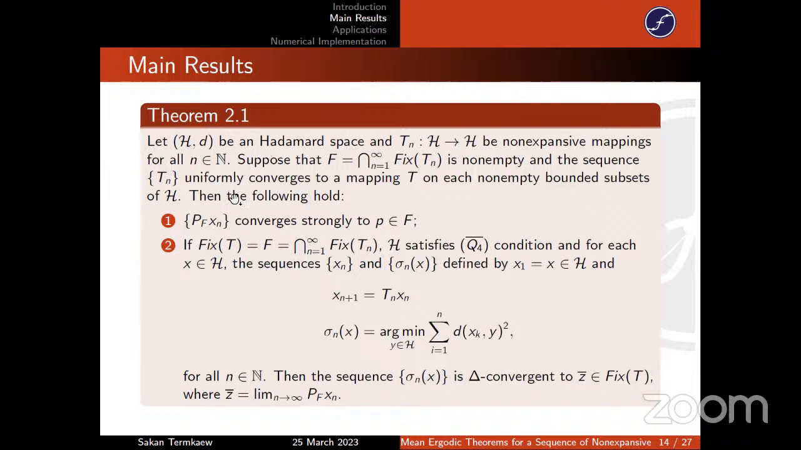Then the following holds. The first one is the sequence of metric projections P_F x_n converges strongly to some point in F. And the second one, if Fix(T) equals F, and H satisfies the Q4 bar condition, and for any x in H, the sequence x_n and sigma_n x are defined by x_1 equal to x, and x_{n+1} equal to T_n x_n, and sigma_n x equal to the argmin of the summation, oh sorry, here is a 1 over n here, for all n in N, then the sequence sigma_n x is delta convergent to some element c bar in Fix(T), where c bar equals the limit of P_F x_n.